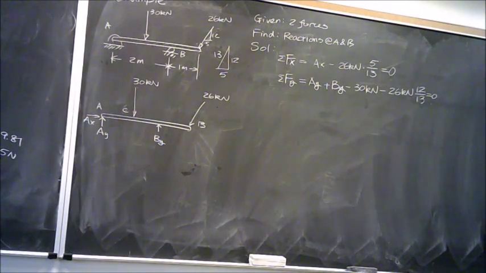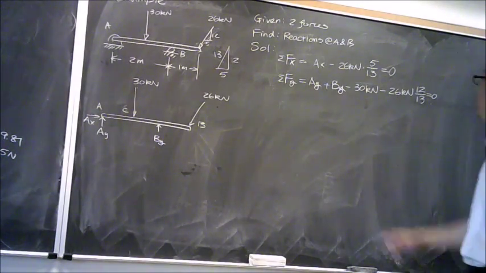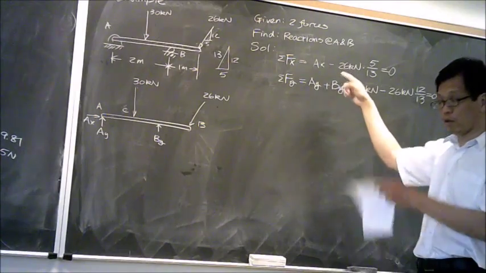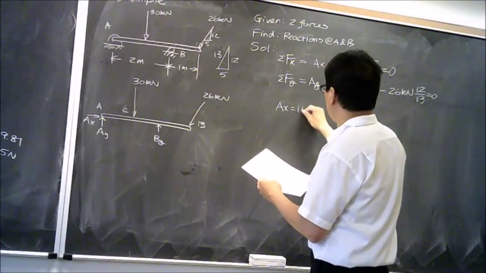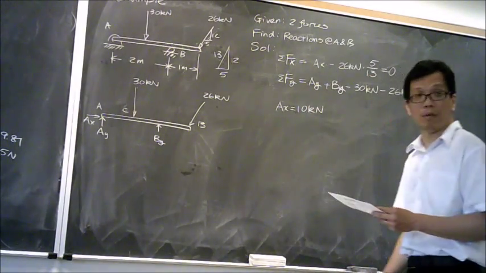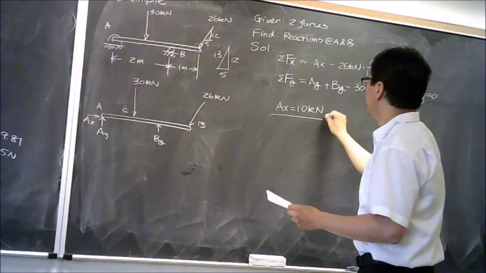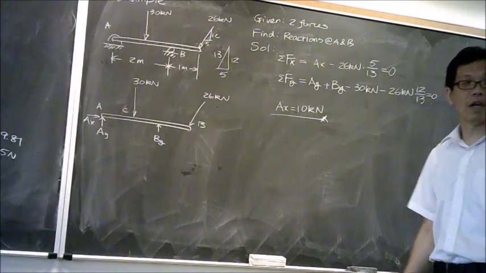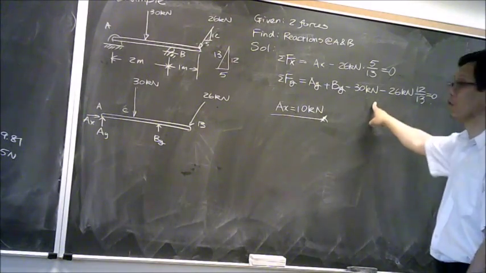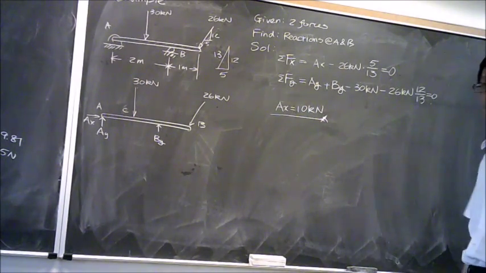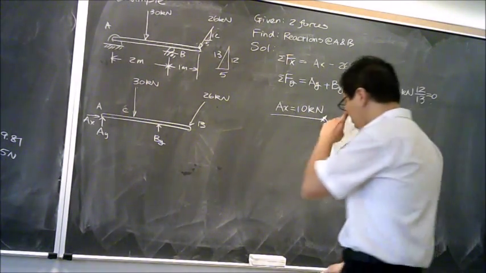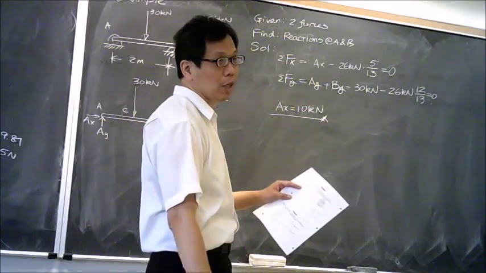No? However, we should be able to get AX straightforward because one equation, one unknown. We should be able to get AX equals to 10 kilonewton without any problem by using this equation. But can you solve AY and BY based on a single equation over here? No, it's very unlikely, right? Because we have 2 variables and 1 equation. Logically, we wouldn't be able to get the answer.